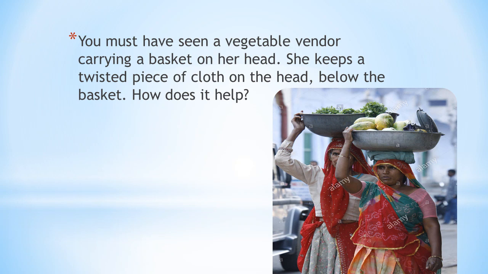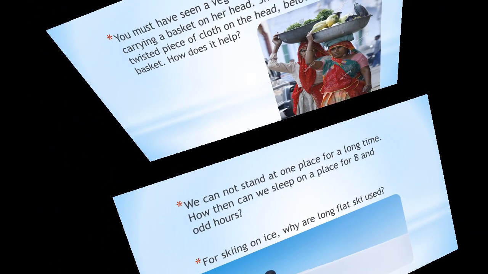By placing a piece of cloth on the head of a vegetable vendor, it will increase the area of contact of the basket. Since the load now falls on a larger area, the pressure is reduced and it is easy for the vendor to carry the vegetable basket.